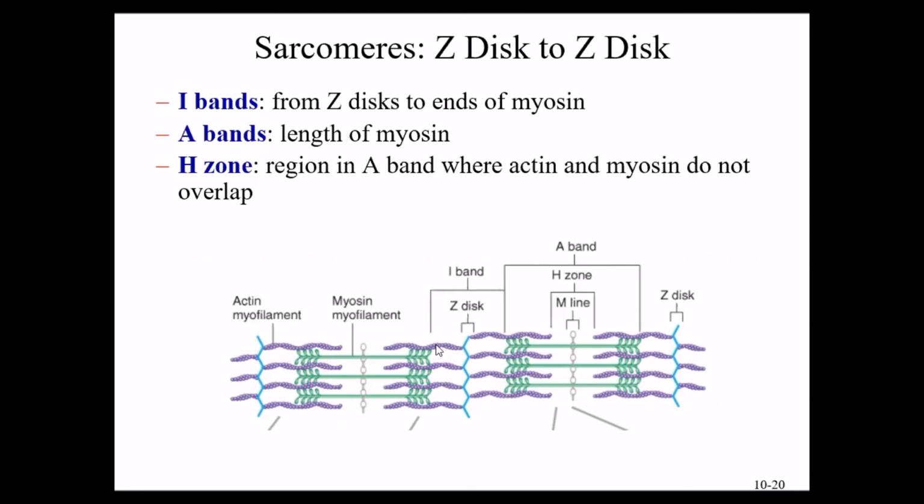An I band is from the Z disc over to the myosin head. So if you go from the Z disc over to the myosin head, in either direction, that's considered to be the I band. Whenever you see the term A band, it's talking about the entire length of the myosin. So it's from head to head. However long the myosin is, that's what's called the A band. The H zone is this zone area where the actin and the myosin do not overlap. You just have myosin here in the H zone.